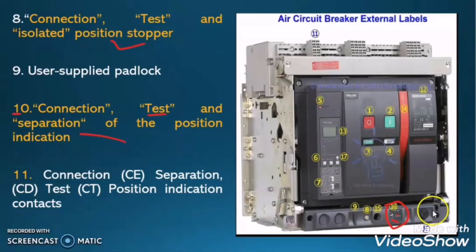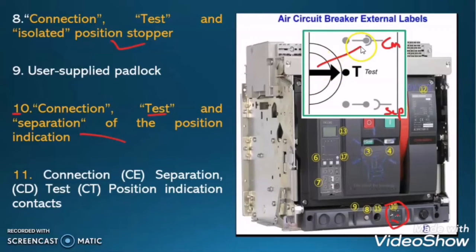separation position. When we rack out the circuit breaker, it will come first to the test indicator, and then when we keep on racking out the circuit breaker, it will come to the separation indicator. In the separation position we will completely rack out the circuit breaker, and this will be maybe for the maintenance purpose of the circuit breaker.